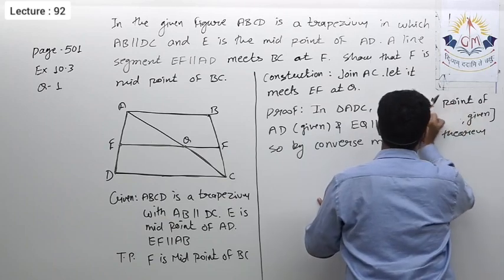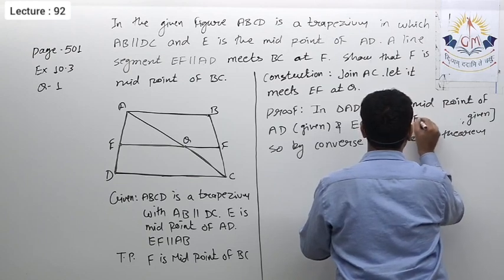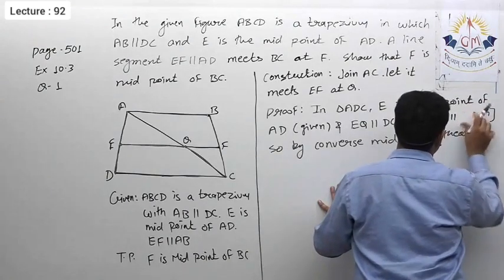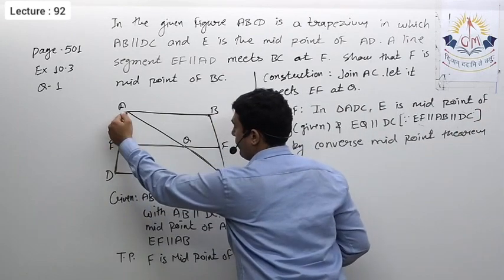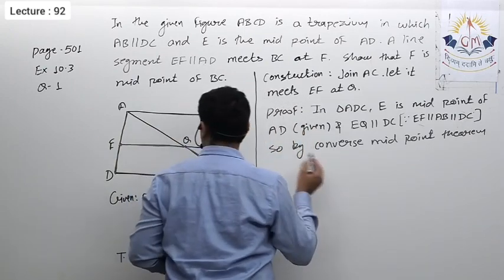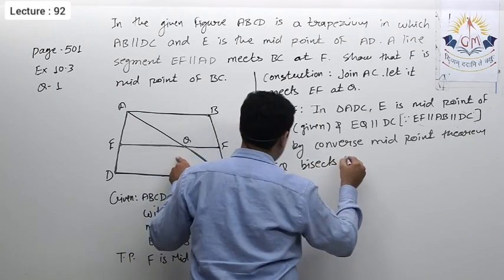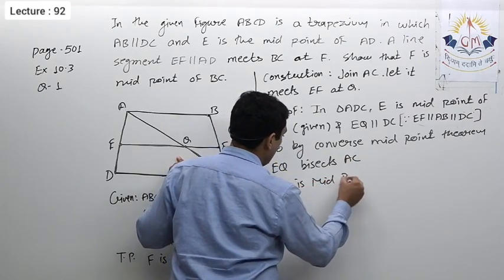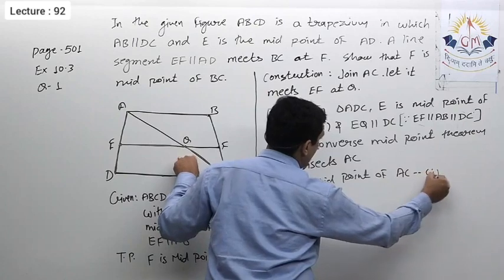Because EF parallel AB parallel DC. So in a triangle, if a line segment drawn from the midpoint of one side parallel to the second side, it bisects the third side. So by converse midpoint theorem, EQ bisects AC. Therefore Q is midpoint of AC. Let this be first.